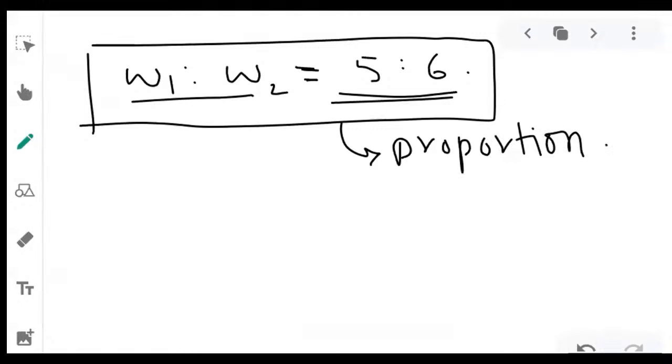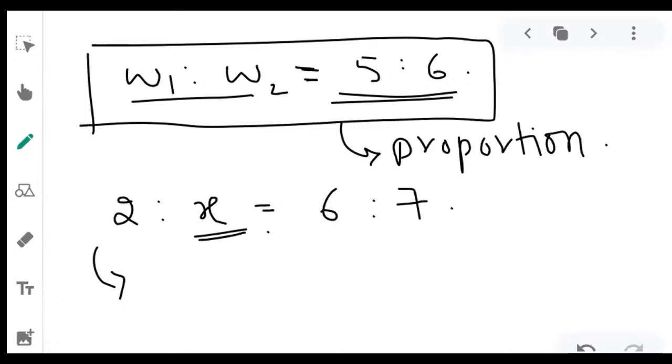Okay. When it comes to properties, this is nothing different from ratios. But what we try to do in proportions is, if I have some equations, like let's say 2:x is equal to 6:7, find out the value of x. How do you do that? For computations, we always convert the equations first into divisions. So 2 by x is equal to 6 by 7.